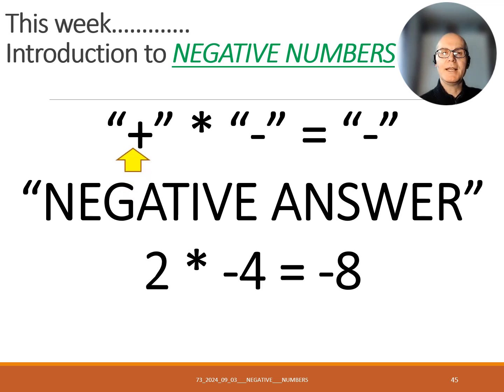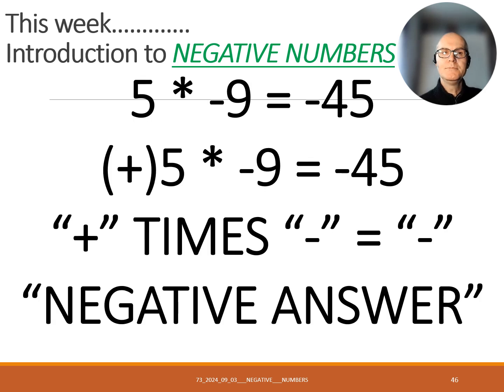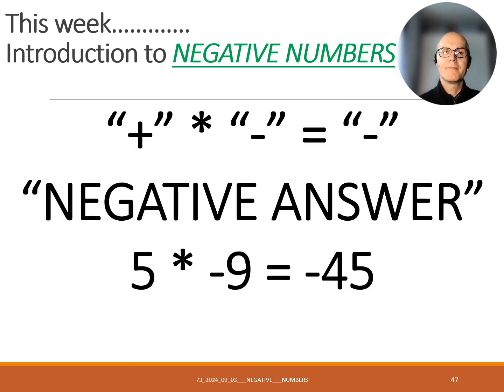Positive any number times negative any number equals a negative answer. In this case, positive 2 times negative 4 equals negative 8. Let's look at this one. Positive 5 times negative 9 equals negative 45, a negative answer. Any positive number times any negative number equals a negative answer. In this case, positive 5 times negative 9 equals negative 45.